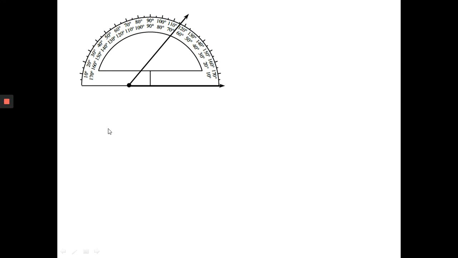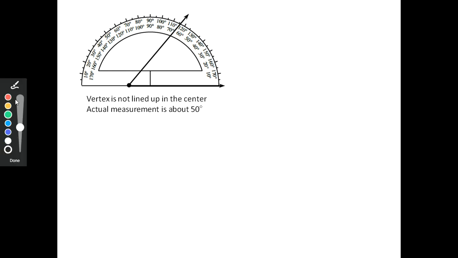Okay, so if you answered the vertex is not lined up at the center, then you're correct. Okay, so this vertex should be right here. And it should be lined up at 0. So the actual measurement of this would be about 50 degrees. Okay, so if it was lined up correctly, here's what it would look like.